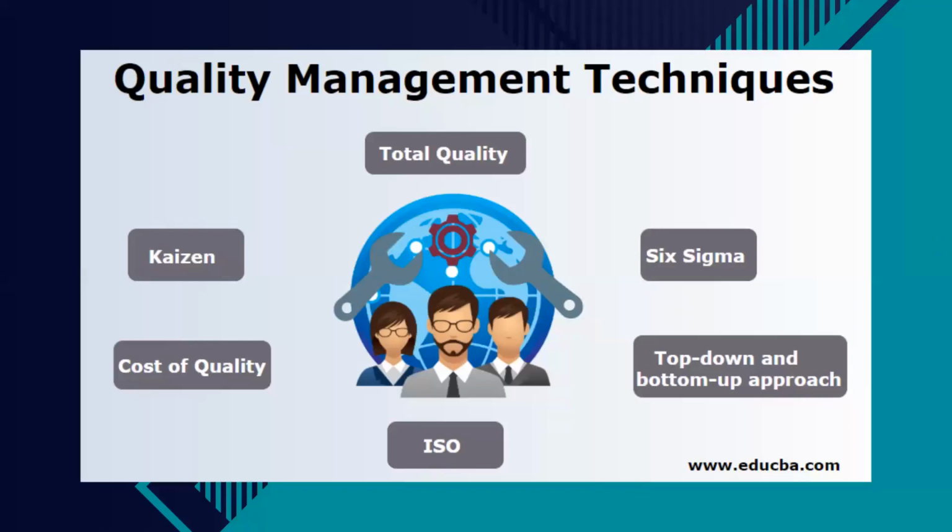Starting my presentation, I would like to name various total quality management techniques as shown in the figure. Number 1 is total quality management. Number 2, Six Sigma. Number 3, top-down and bottom-up approach. Number 4, ISO certification. Number 5, cost of quality. And number 6, CASM.